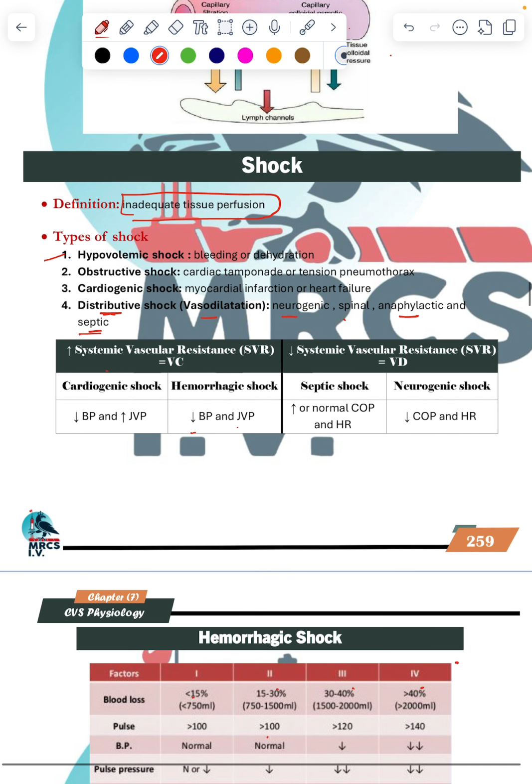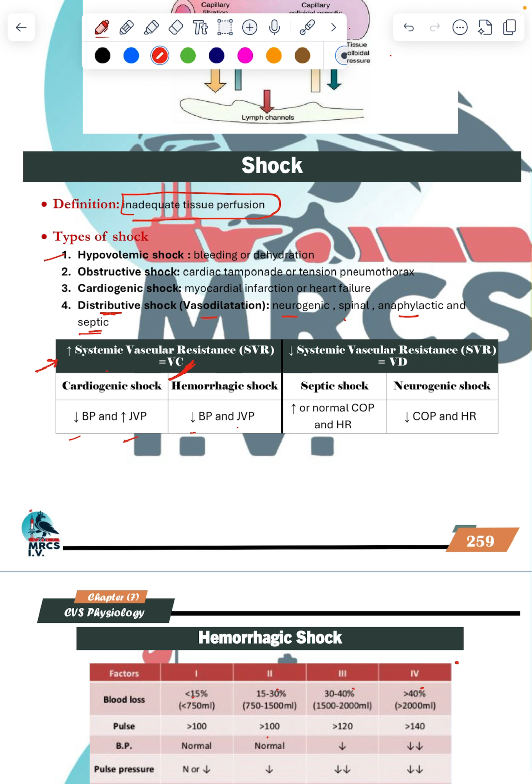So what happens? Systemic vascular resistance is what maintains blood pressure, through vasoconstriction. Vasoconstriction increases SVR, so SVR is increased in cardiogenic shock. The body is trying to compensate by causing vasoconstriction. When blood pressure goes down, JVP, the jugular venous pressure, is increased. In all types of shock, blood pressure has to be low. In hemorrhagic shock, JVP is low as there is less blood, but vasoconstriction is there as a compensatory mechanism.